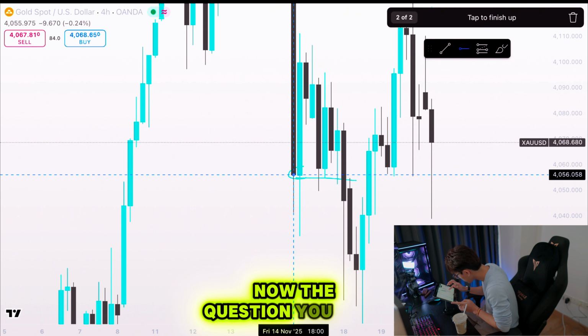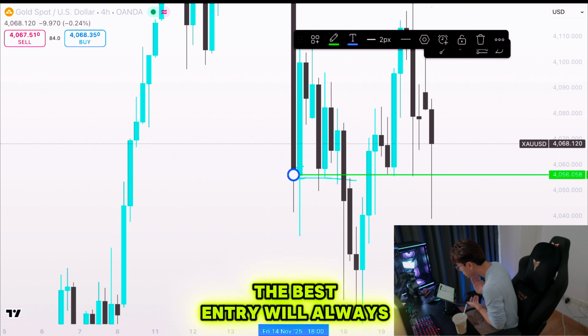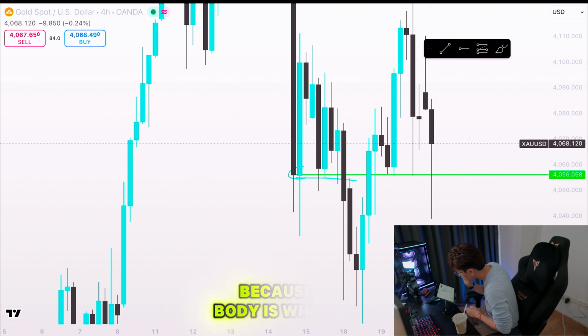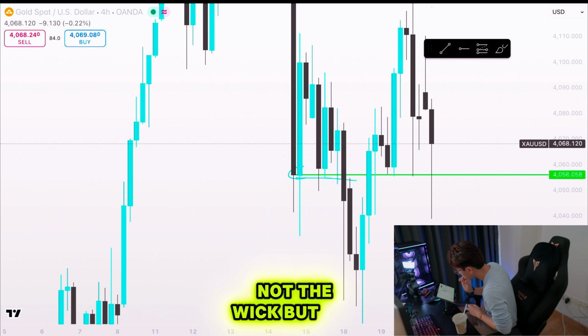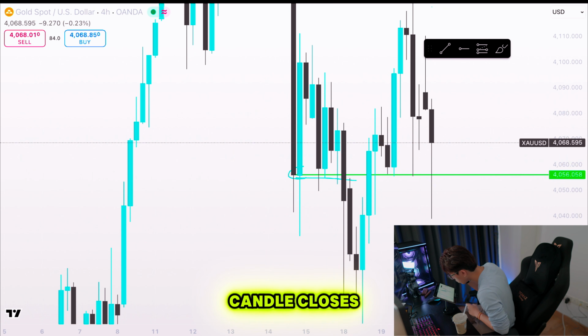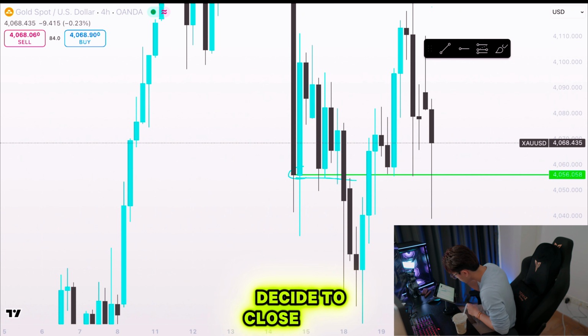Now, the question you guys are asking is, how do you deal with those long wicks, and how do you find the best entry? The best entry will always be at the body of the zone, because the body is where the SNR is. Not the wick, but the body. Why do we mark at the body? That's the question, right? Because the body is where the candle closes. It is where the buyers decide to close.